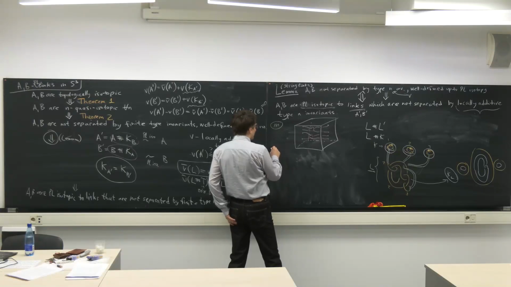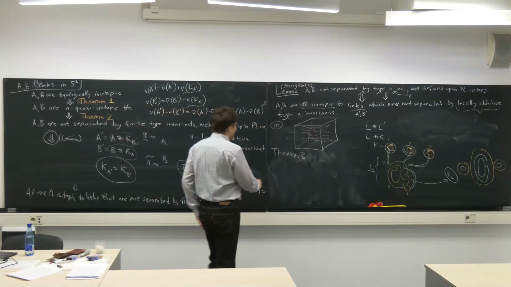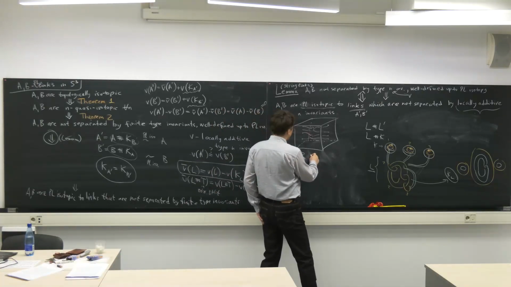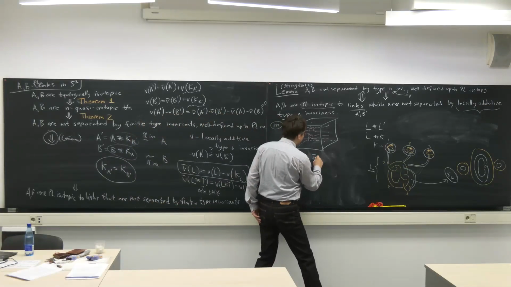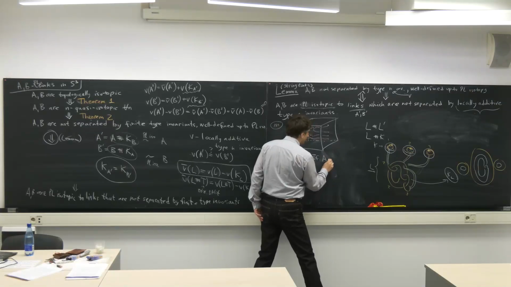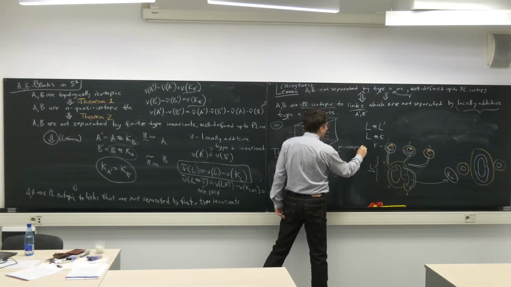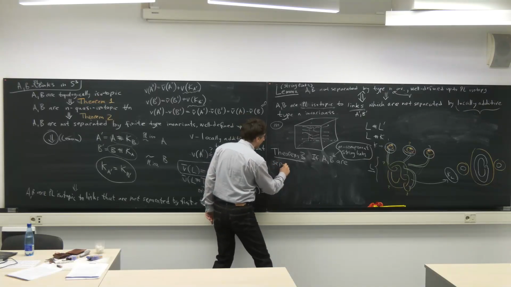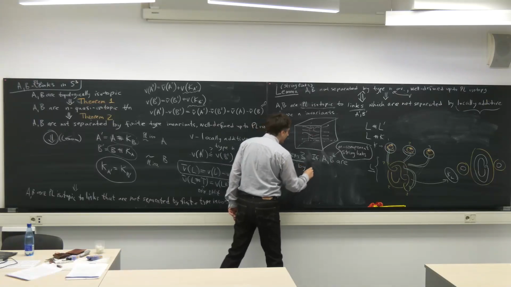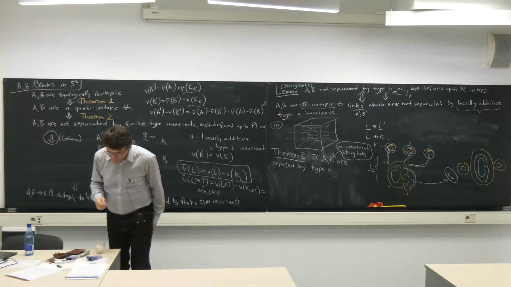So now, why do I need string links? I need them because of the following theorem. This will be theorem 3. So we had theorem 1, theorem 2, and this is finally theorem 3. It says that if A and B, so A and B are m component string links, are separated by type n invariants.